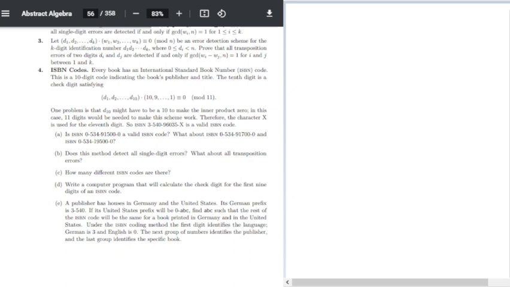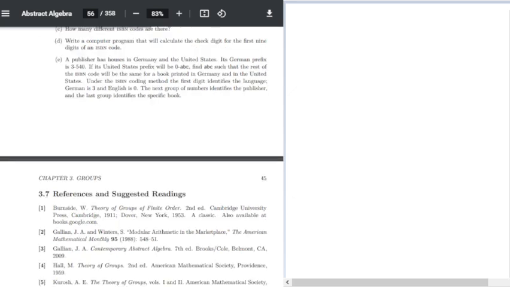A. Is ISBN 0534915000 a valid ISBN code? What about the other ISBN code? Does this method detect all single-digit errors? What about transposition errors? How many different ISBN codes are there? And the others are just a lot of other programming things.